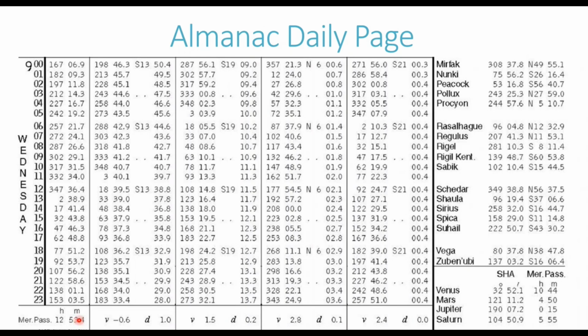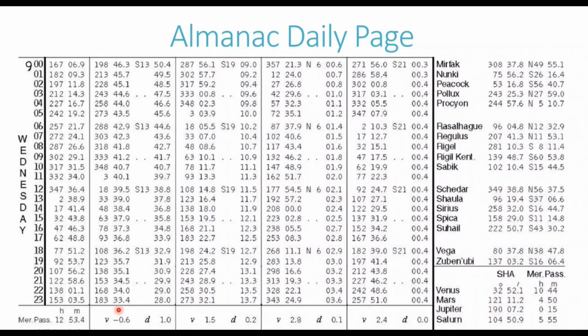Now, under the planet columns, you see 4 columns. These were for 4 planets: Venus, Mars, Jupiter, and Saturn. Under the planet column, you will see the value of V correction and D correction. What is this V and D correction for? V correction is used to obtain the GHA of a planet.